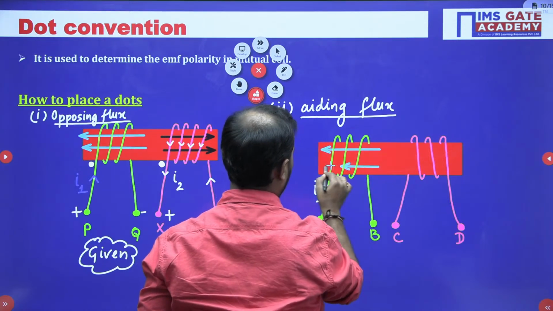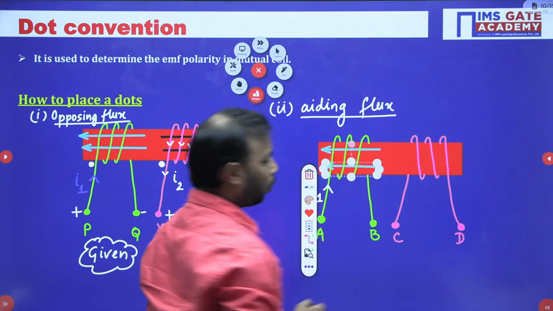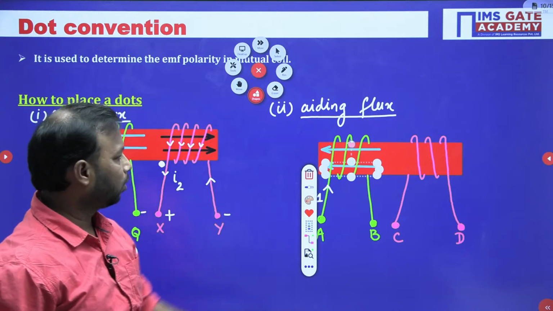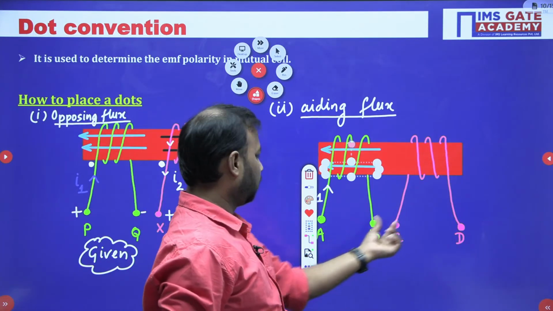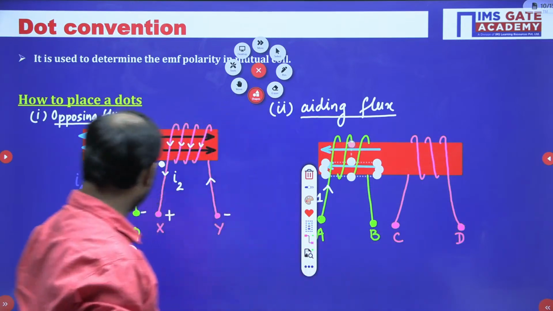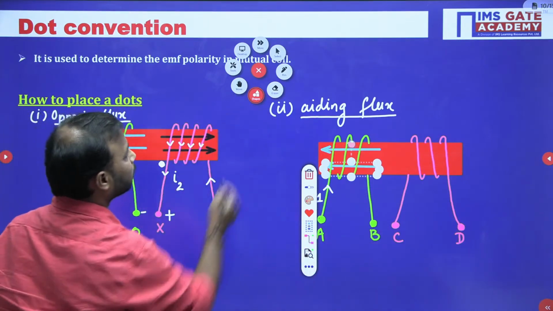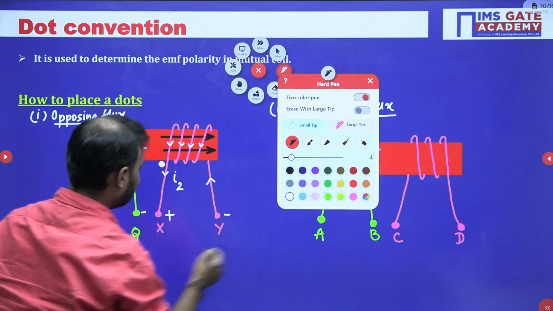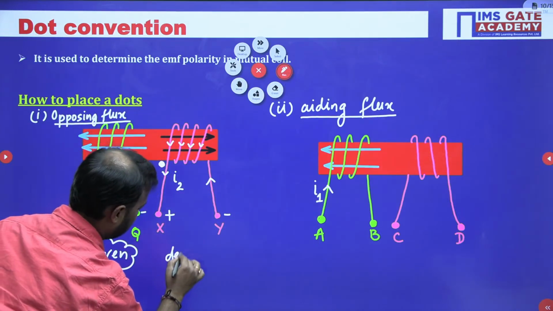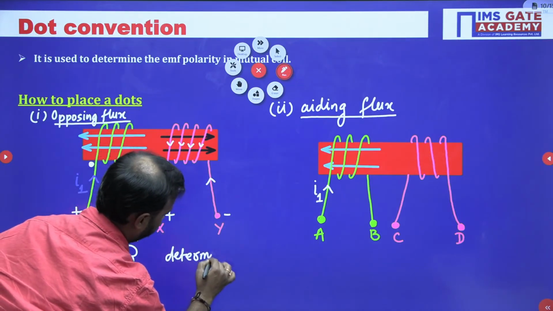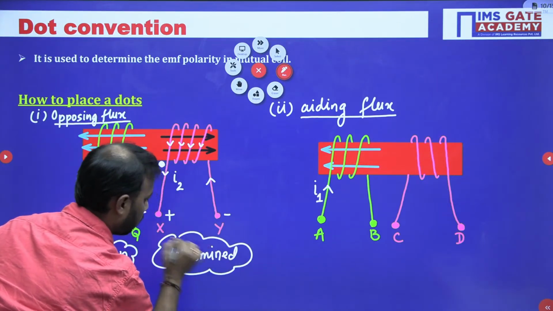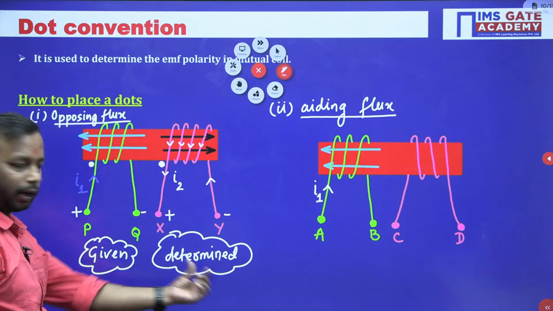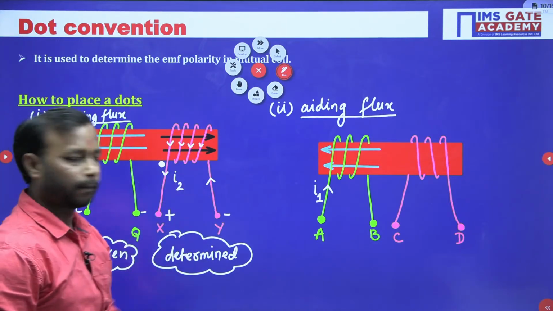है कि नहीं? Fleming right hand palm rule. Now, adding flux means what? The flux produced by the second coil. This is coil A and this is coil B. Okay, one more thing. Here we have determined, na? Just a second. This we have determined. Okay, ये मुझे दिया गया था और यहाँ पे हमने find out किया है. Okay, all right.